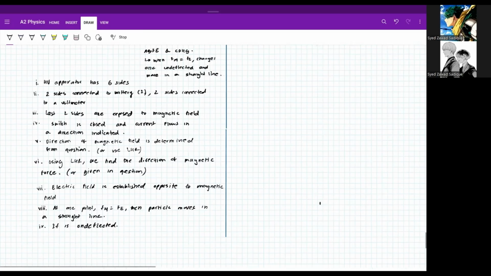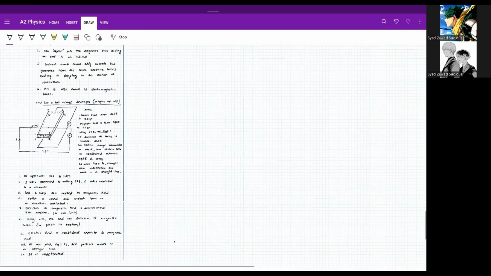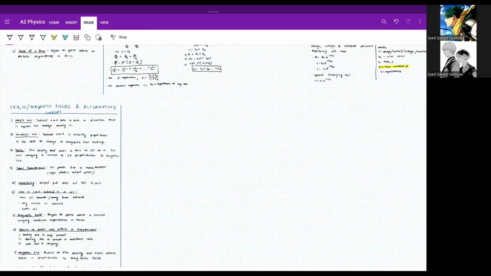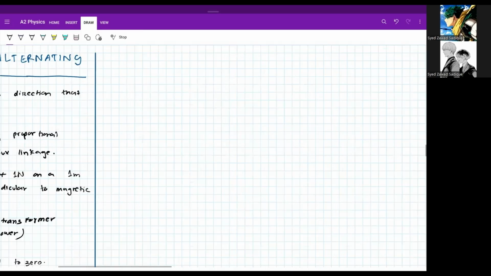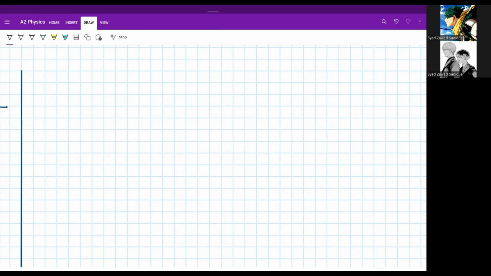So that's all. With this, we are done with the definition, past questions for magnetic fields and alternating currents. Now we move on to our concepts. Be patient, guys. This is the biggest chapter in your A2 syllabus, so of course there is going to be shenanigans. It's going to be long, and you can do nothing other than sitting down and listening to it.